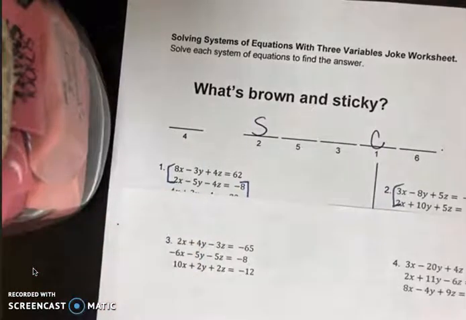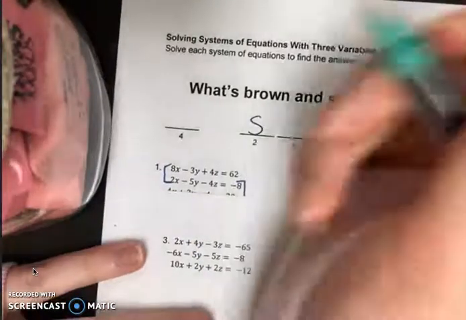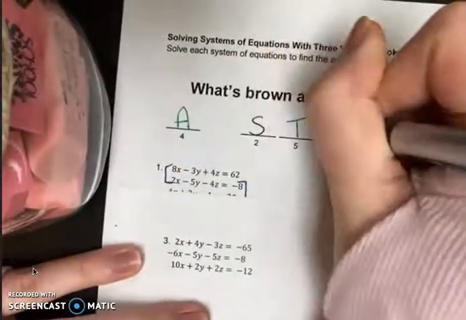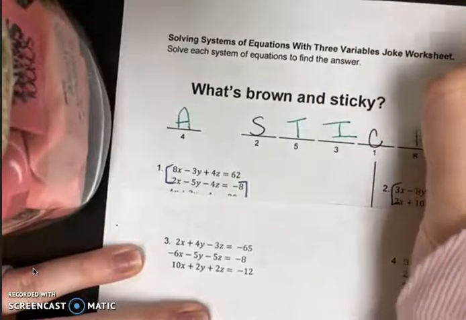What's brown and sticky? Well, that would be A, stick.